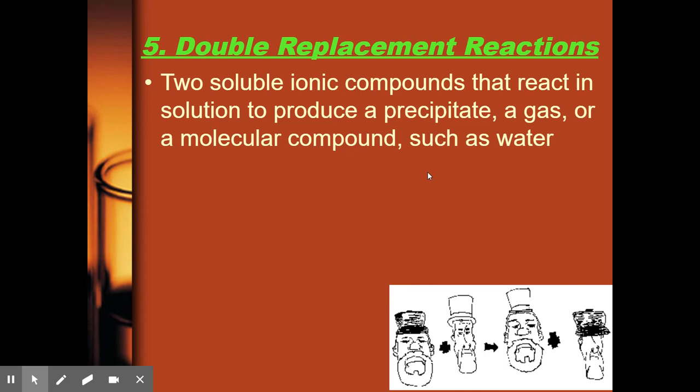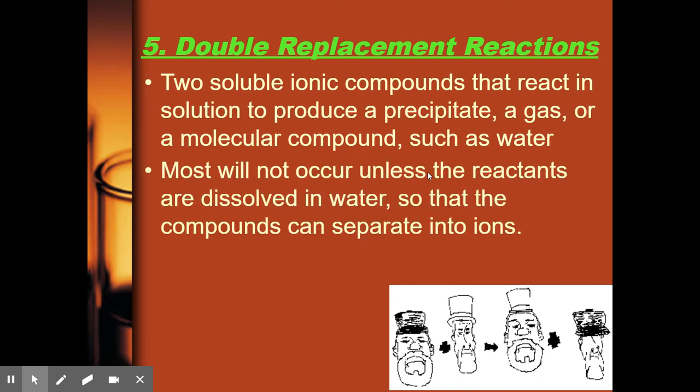All right, so one of the steps we have to take into consideration with double replacement is to make sure that the compounds are soluble. So we'll have to refer back to table F, or I don't know if we've talked about table F this year. All right, but we will. Most will not occur unless they're soluble, because they have to form ions for these things to happen.